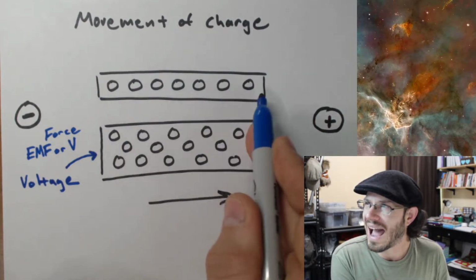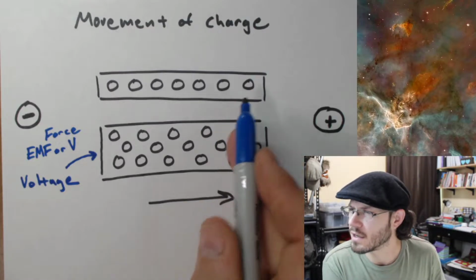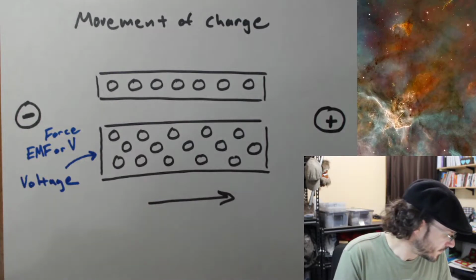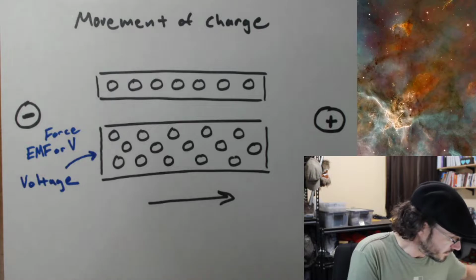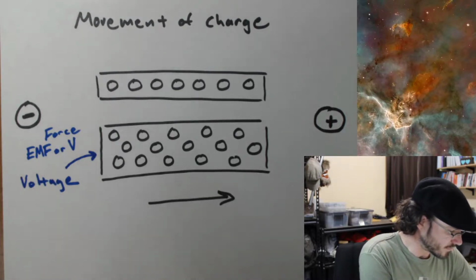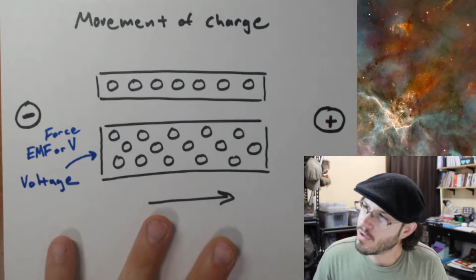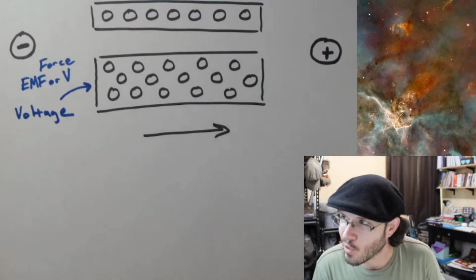Okay, so how many of these marbles? How many of these electrons? So how do I quantify this? All right, we're going to call the flow rate of these electrons a current.